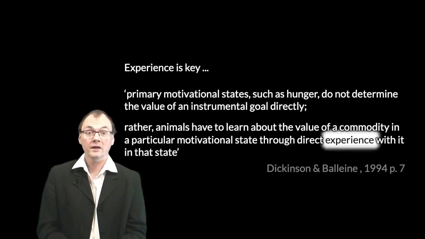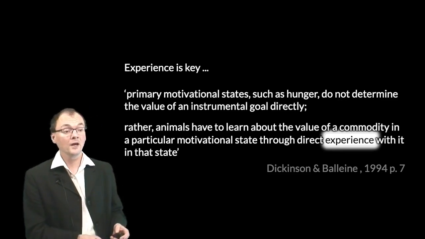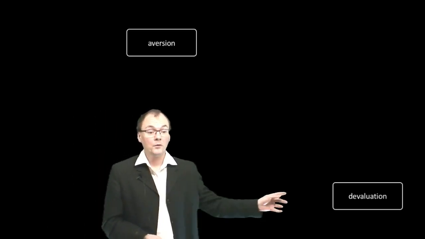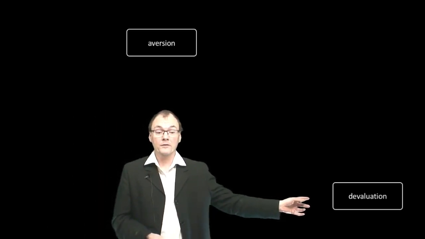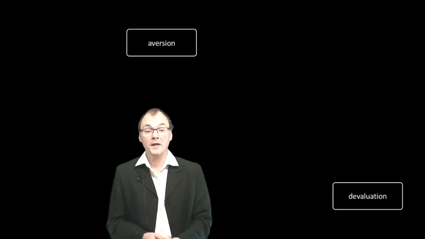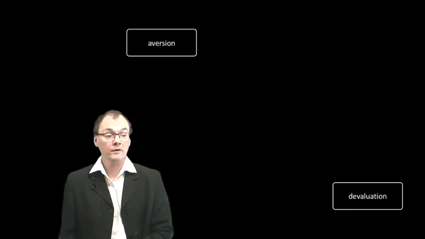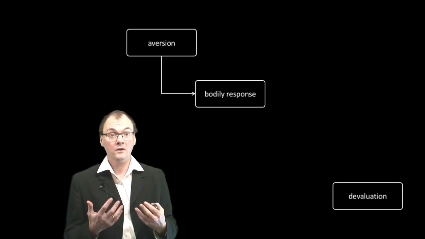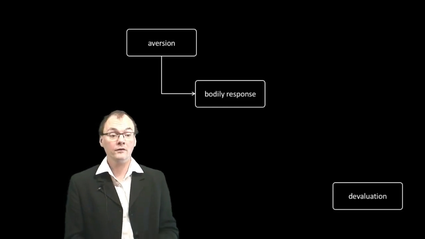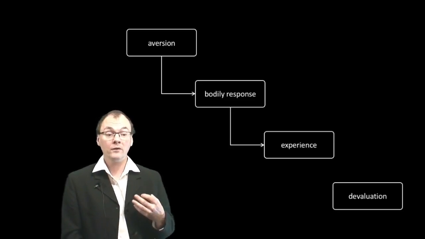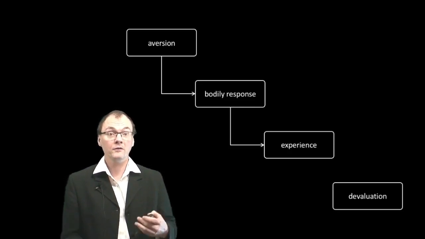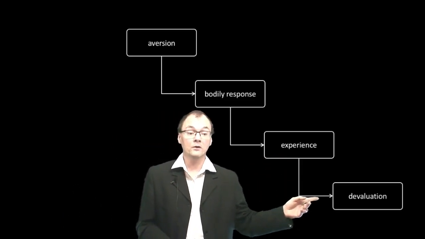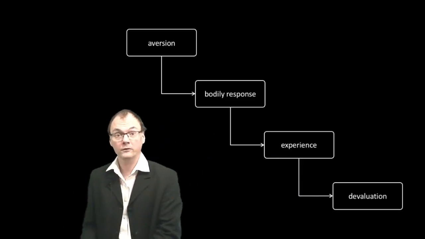So it's experience here that's playing the key role. So let's look at it like this. You're averse to something, but that aversion hasn't yet altered your preferences. So devaluation, strictly speaking, has not yet taken place. How do we get from aversion to devaluation? First of all, the aversion has to cause a bodily response in you, some kind of physiological reaction, disgust reaction. Secondly, you have to experience that disgust reaction. You have to be aware of what's happening in your body. And that experience will then alter your preferences. That's how we get to devaluation.